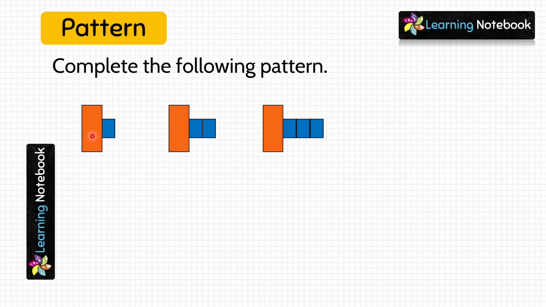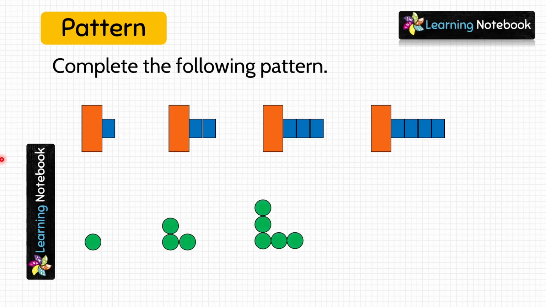three figures. So, what should be the next figure in this pattern? In the next figure, we should have 1 orange rectangle and how many blue rectangles? Yes, 4. 4 blue rectangles. So, this is the way we have completed this pattern.